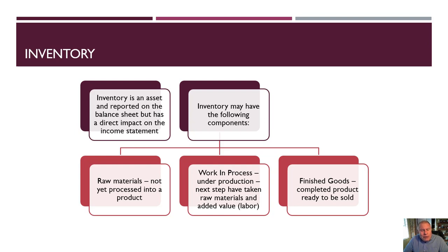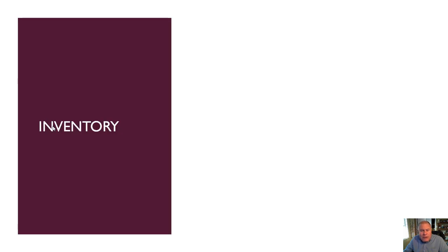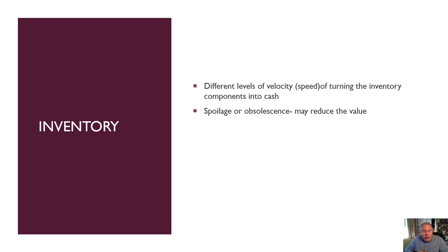Now, a lot of companies have these, but from a disclosure perspective, on the face of the financial statement you're basically going to find inventory as a number. It may break it out if it's material, and it's generally in the footnotes. But you should know what it's made up of. Why does that sometimes become important? With inventory, sometimes you have different levels of velocity, or speed of turning the inventory components into cash. The biggest thing is that spoilage or obsolescence may reduce the value of that inventory. So in other words, the value may not be there.